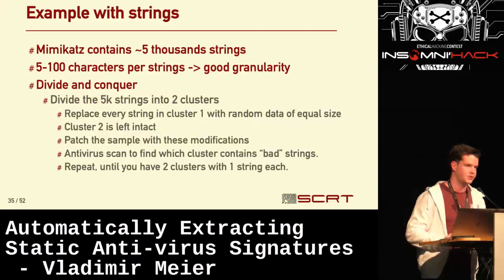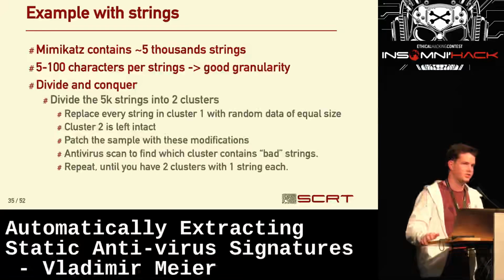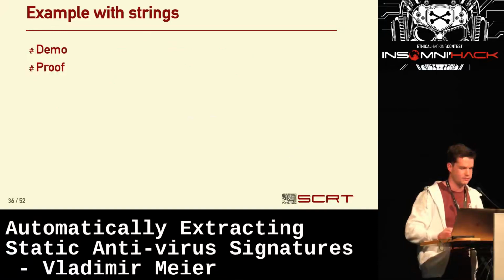We patch the sample with this modification, and then we do an antivirus scan, and then 2 things can happen, as you understood well, and our reaction to that will depend on whether the malware is still detected or not. We repeat the process until we have 2 clusters that only contain 1 string each, so that once we do the antivirus scan, we know which string was detected, and recursively we can enumerate all the strings that are detected.